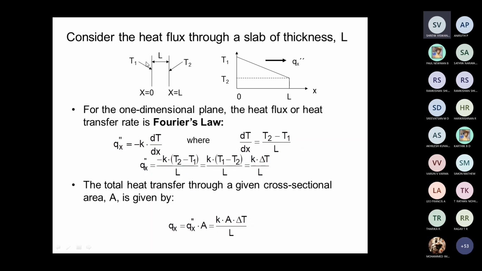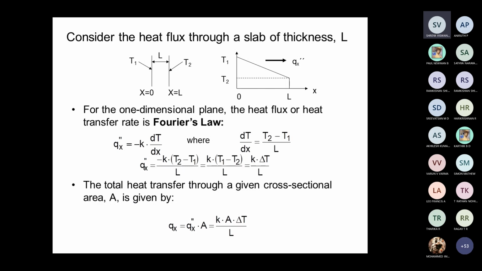Yes, now you can see here, at x equal to 0 the temperature is T1, and at x equal to L the temperature is T2, and the thickness of the slab is L. So when the heat is transferred from x equal to 0 to x equal to L, it is usually defined by the Fourier law, which gives us an idea. Qx is nothing but the heat flux, or Q by A. It will be in watt per meter squared, or per unit area, right?